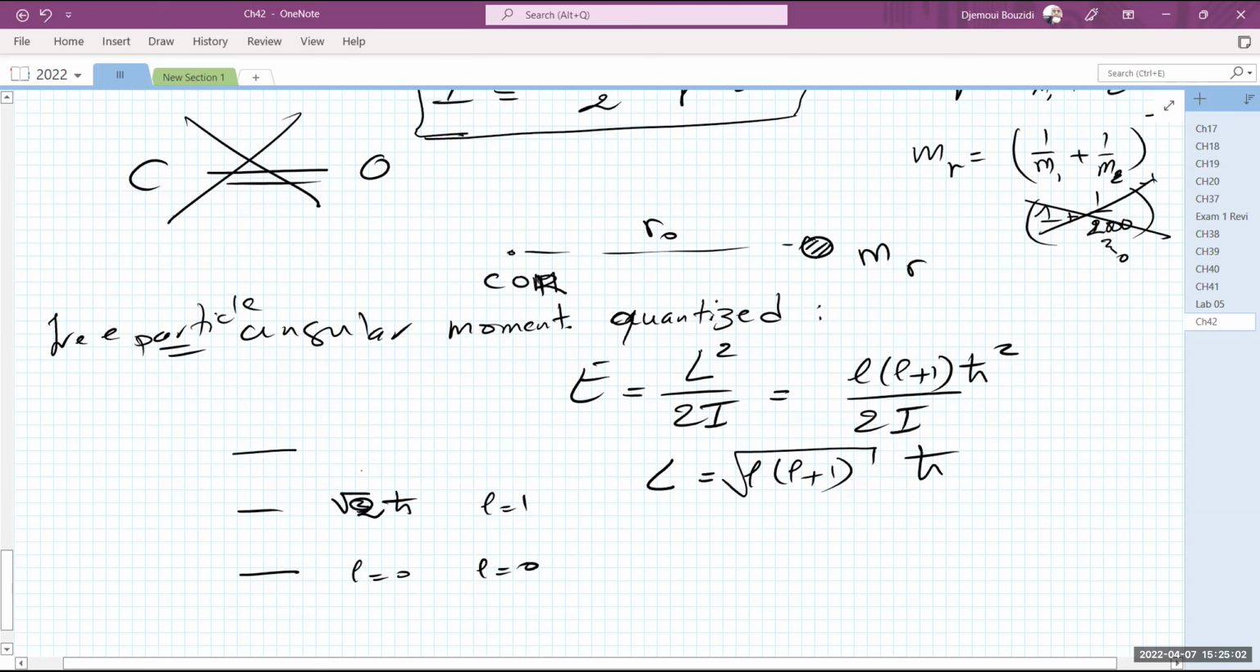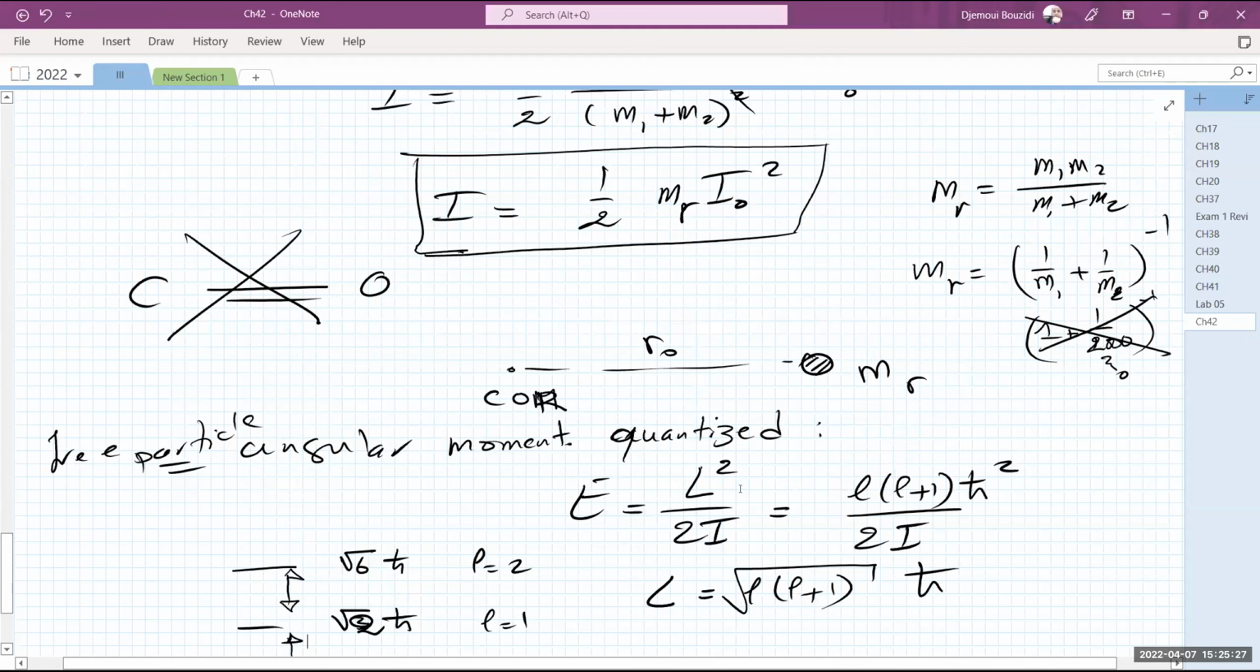And then for l equals 2, it's going to be square root of 2 times 3, which is square root of 6 times h bar, and so on and so forth. The separations are not constant. So this is square root of 2 times h bar, and this difference is actually square root of 6 minus square root of 2 times h bar. But the energy levels now are quantized when we take quantum mechanics into account. The energy, it should really be the kinetic energy in this case, should be just the angular momentum squared divided by 2I, and the angular momentum itself is quantized.